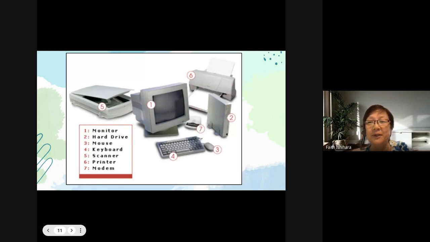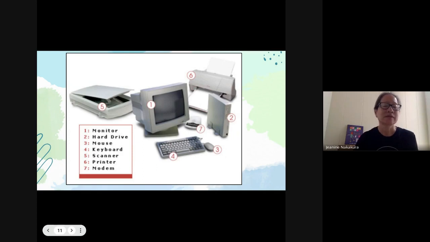Awesome, yeah, the printer. Printer. Monitor, printer, display, monitor. 1 plus 6 plus 2. No idea what 7 is. Modem. 6 plus 2. There's a little key to the bottom left. Yeah.